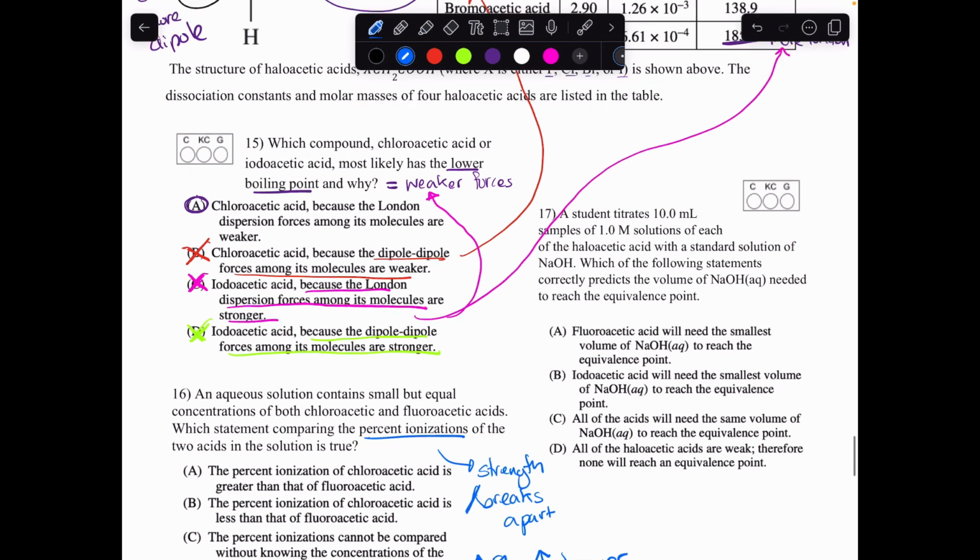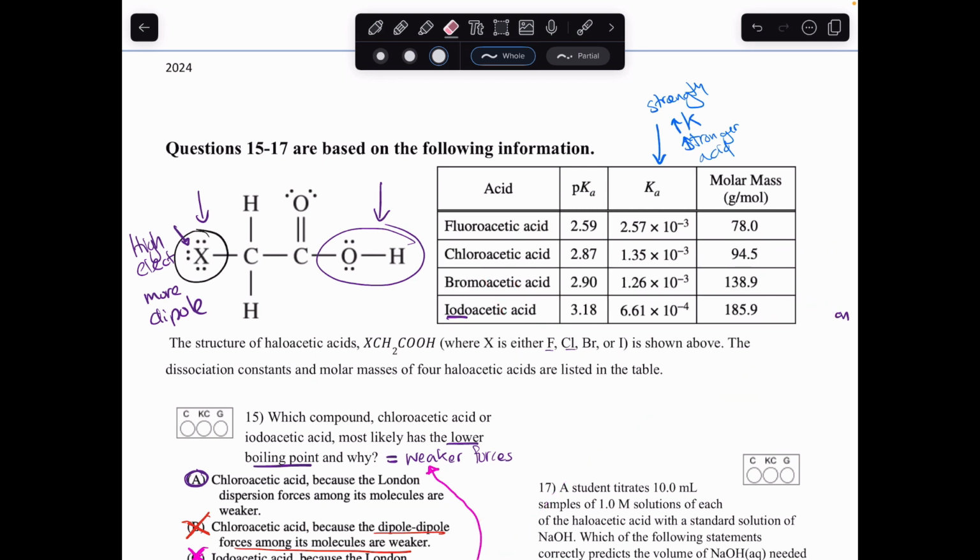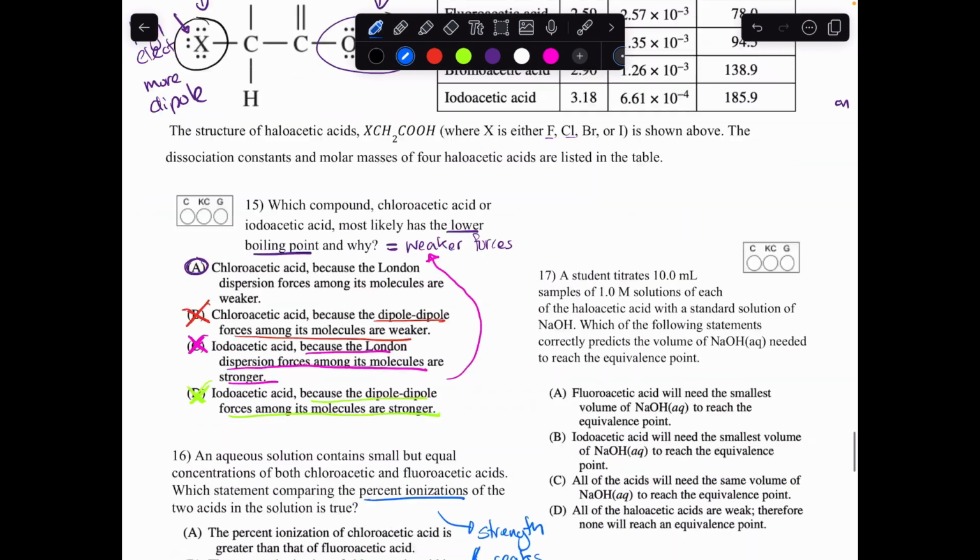So if I look up here at my chart, Ka is also a measure of the strength of an acid, where the bigger the K, the stronger the acid. And so I'm comparing, let's get rid of some of this from the other one. Okay, so I'm comparing this guy, what am I comparing?